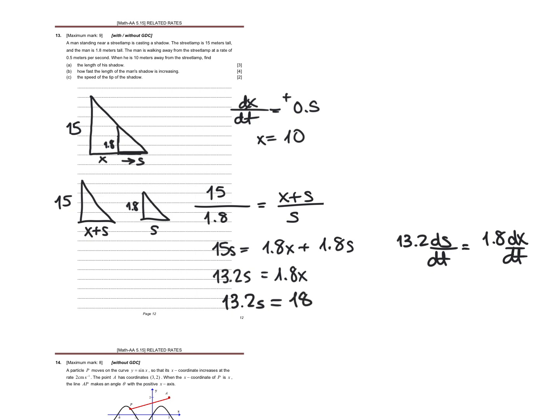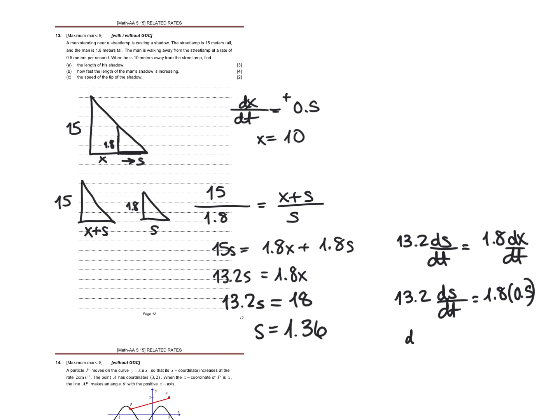And when we do 18 divided by 13.2, we get 1.36. So that should be how long his shadow is. So now we want how fast the length of the man's shadow is increasing. So this one we want ds/dt. So now we're going to have 13.2 ds/dt equals 1.8 times 0.5, because that's dx/dt.